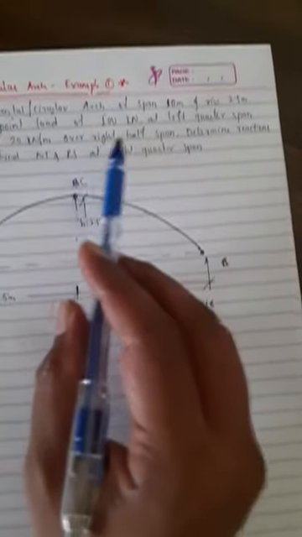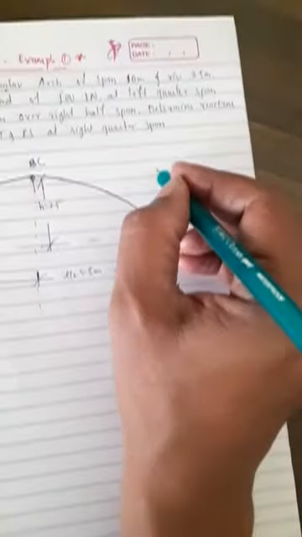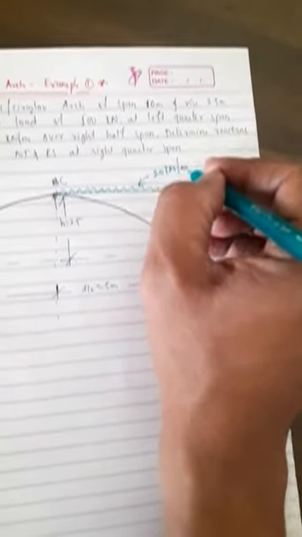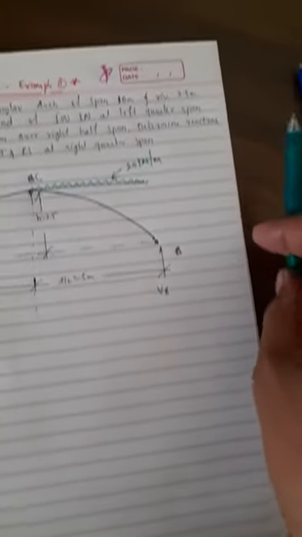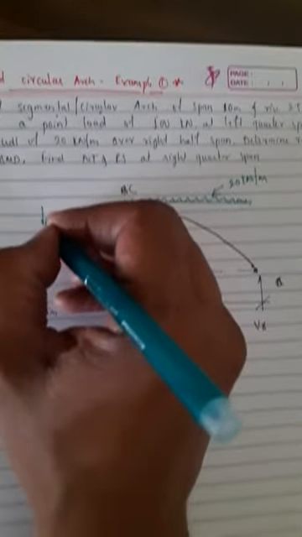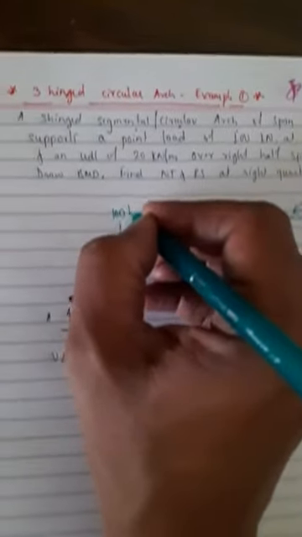It carries a UDL of 20 kilonewtons per meter over right half span. Right half means from C to B. And a concentrated load of 100 kilonewtons at left quarter span. Quarter means 1 by 4th. So this is 100 kilonewtons.